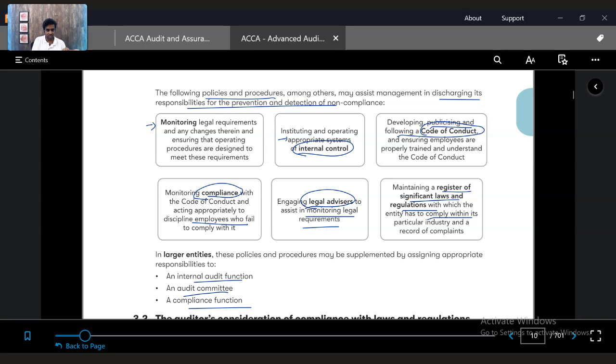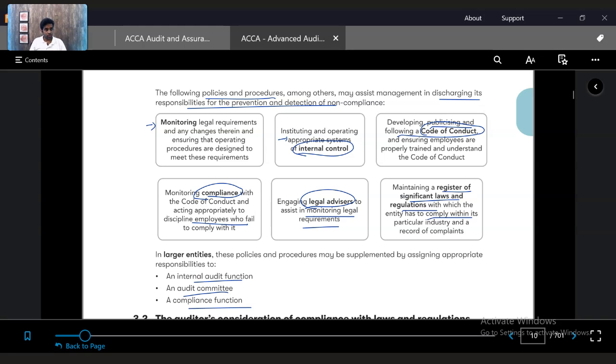So that's prevention for a compliance team and an audit committee. Detection is again an internal audit function. Internal audit also reports to the audit committee, so they also act as part of the detection of non-compliance as well. And you need to understand that the prevention as well as detection of non-compliance is the prima facie or primary responsibility of the management. So the prevention and detection of non-compliance with laws and regulations strictly lies with the management and not with the auditor.